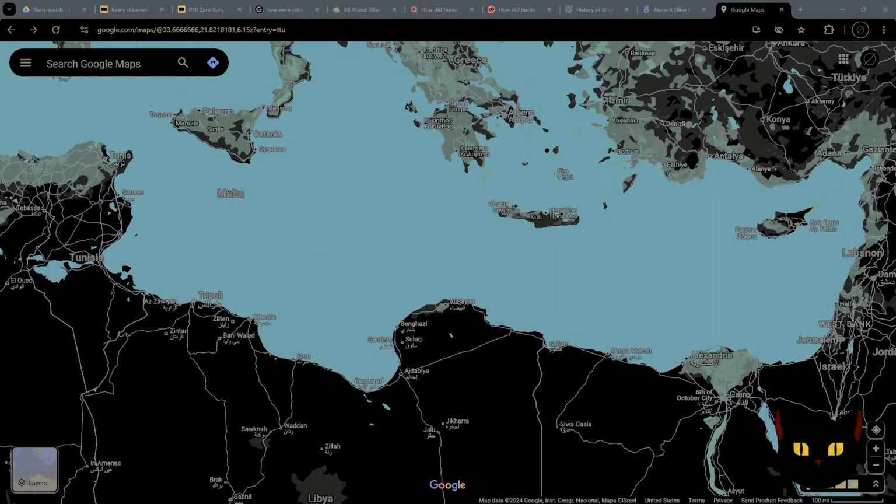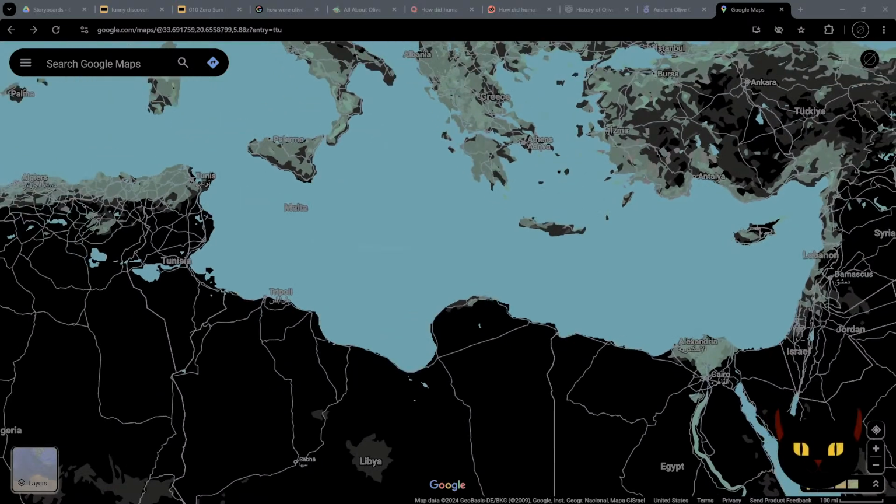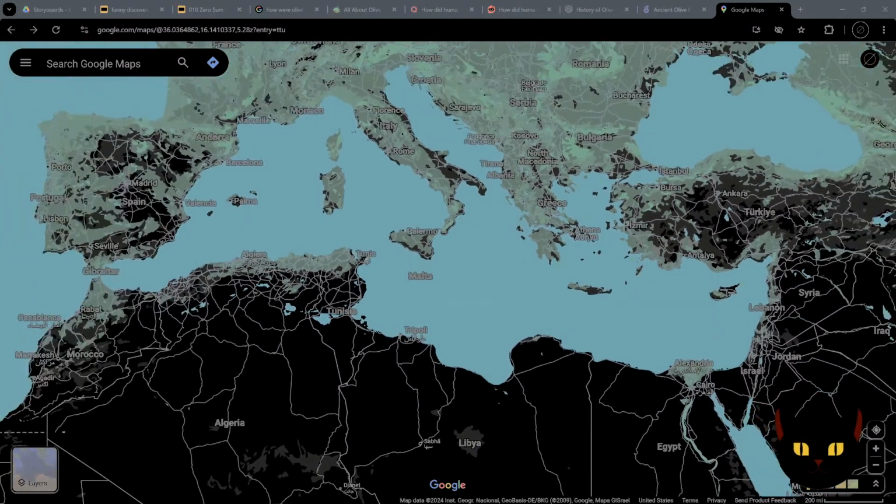Although there were definitely folks that were sailing back and forth across here. This is not super easy, but as opposed to crossing the ocean, the Mediterranean is relatively safe.